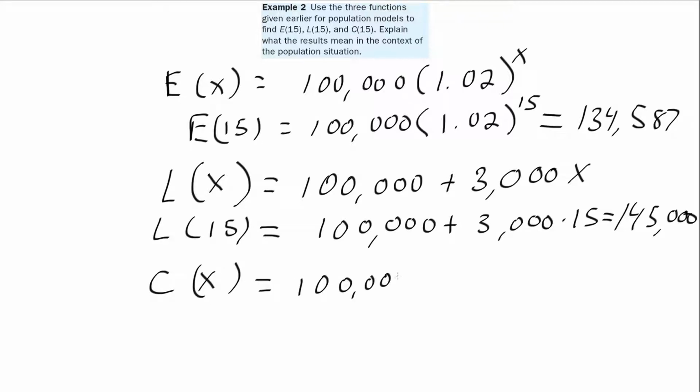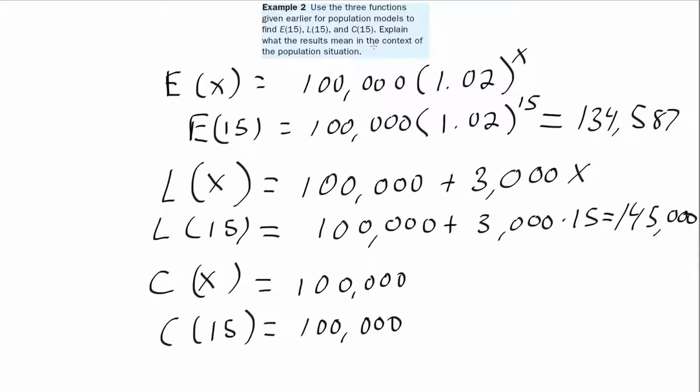And last, c of x, the constant of x, is 100,000. Since there's no x value, c of 15 is equal to 100,000. Now, what does this all mean? It says, explain what the results mean in the context of the population situation.